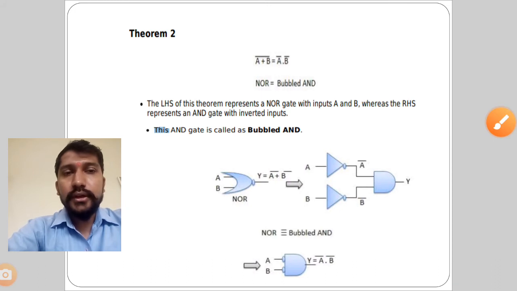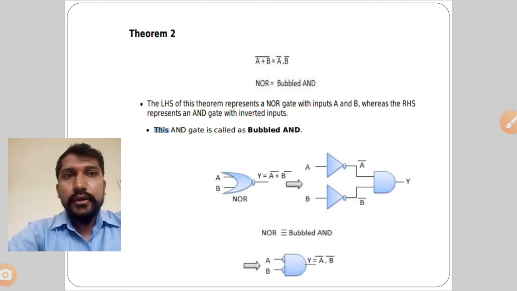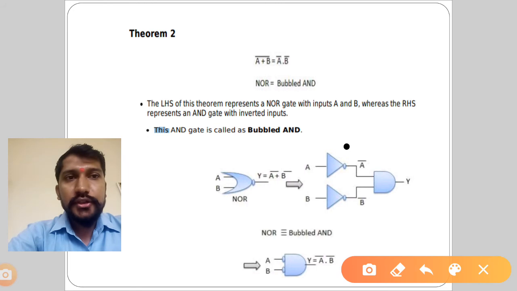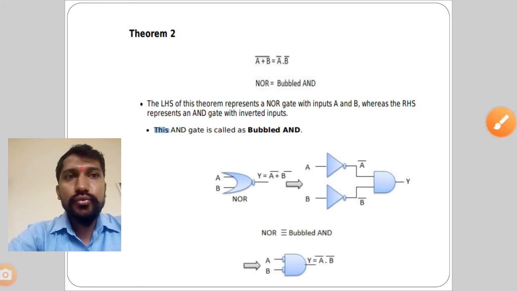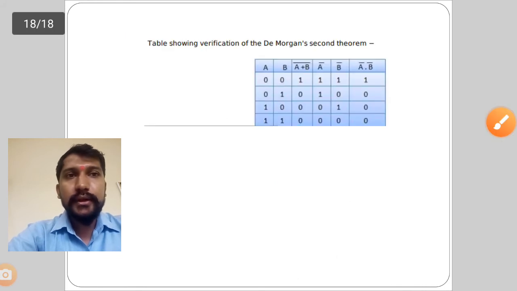We have to write down the statement as well as draw the diagram. The sum of complement is equal to product of individual complement. Sum of complement is your NOR gate, and product of individual complement is two NOT gates joined using an AND gate. This is my first NOT gate. This is my second NOT gate, and they are joined using an AND gate.